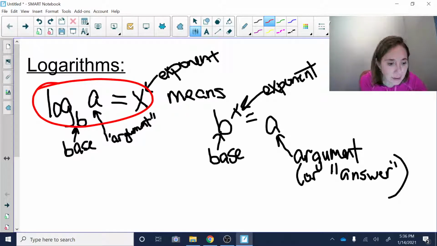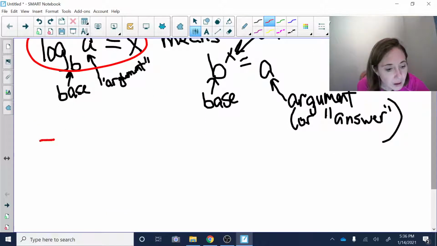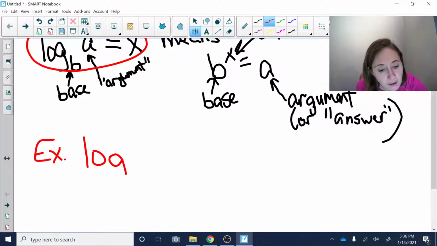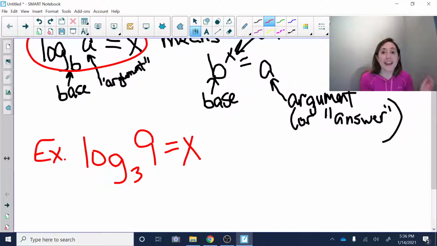So let me give you an example of this. Let's say we had log base 3 of 9, and we want to see what that would be equal to. Okay, log base 3 of 9 is how you would read that. So let's take that and convert it over to the exponential form so we can see what's going on here with the logarithm.